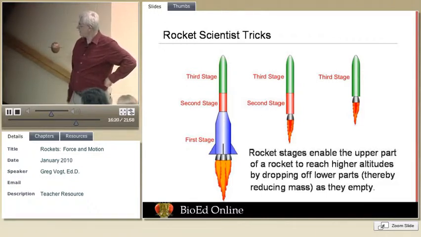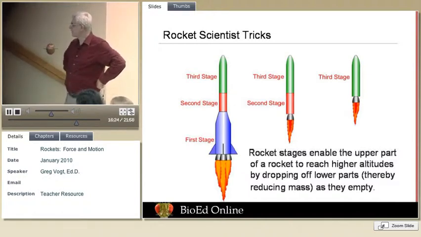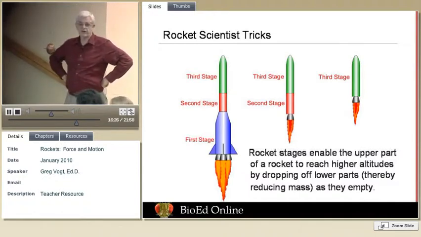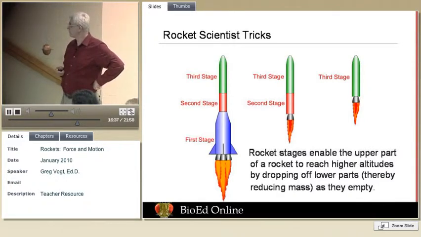So we fire that rocket. It's climbing and climbing. The first stage gets empty. Drop it off. Second stage fires. It's empty. Third stage fires. That's the idea behind this. So therefore, you can get your payload up there because the rocket becomes more efficient each time you drop the heavy pieces off that are empty and no longer doing anything. That's one of your tricks.